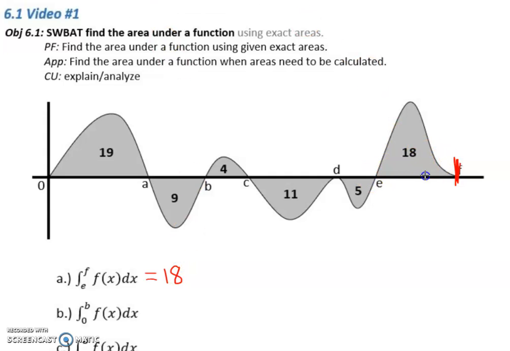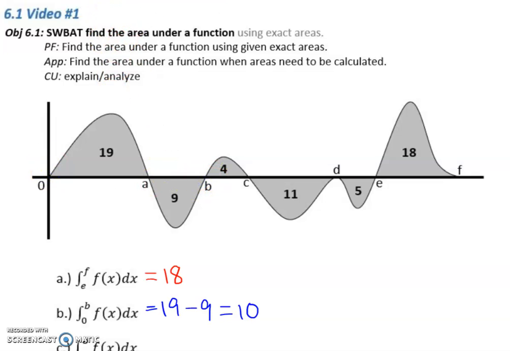Part B asks for the integral from 0 to b. So 0 is here and b is here. And you notice there's more than one area section that's been shown. We have a positive 19 and we also have a negative 9. So the area from 0 to b is positive 19 minus 9. So this is 10. And that's it. I could have asked for more or less. If we went a little bit farther, it would have been plus 4, then minus 11, minus 5, plus 18, and so on.